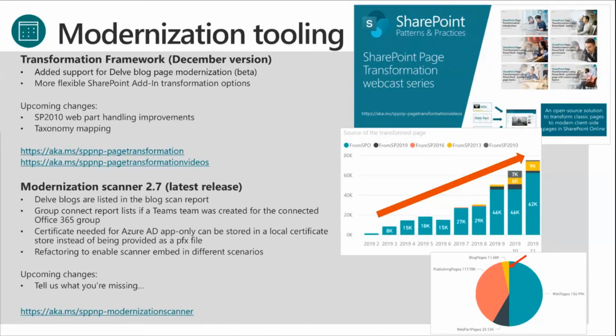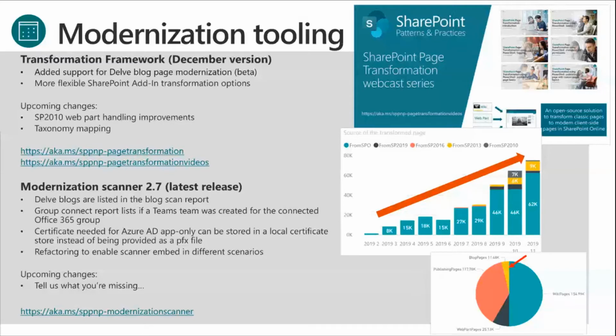From the scanner side, version 2.7 was released just before the European SharePoint conference, so about two weeks ago. The key thing is Delve blog scanning. So if you want to understand if there are Delve blogs in your tenant, just run the scan.